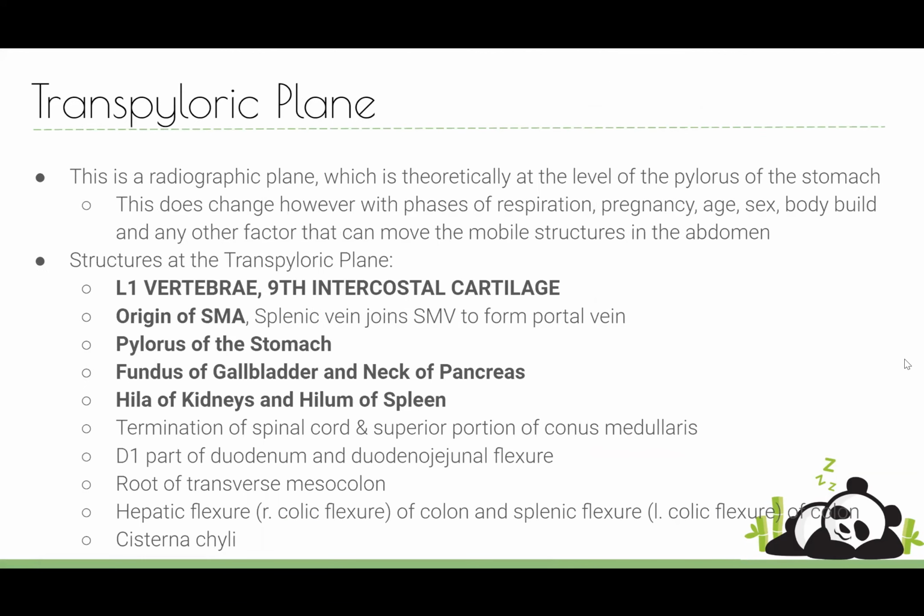Okay, so the transpyloric plane. So this is also something that's very important. I want a list of things that are important right now, apparently. So this is a radiographic plane, meaning it's a line in your body where radiographers can see a lot of things, or radiologists can see a lot of things.